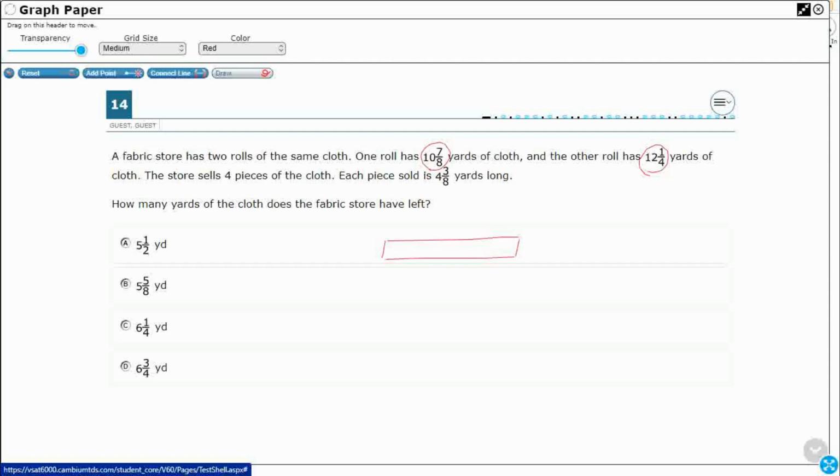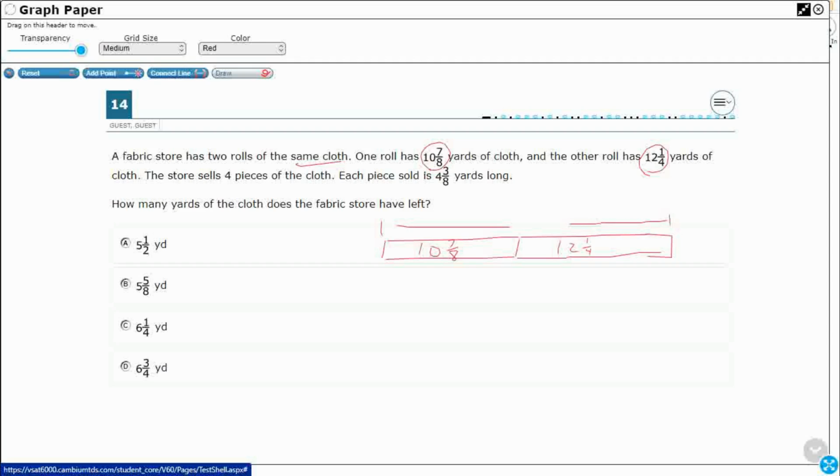Let's see, this is my 10 and 7/8, and I'm just going to add this other one on top of it simply because it's the same cloth, so I need to get the sum. So 12 and a fourth. First let's figure out what that sum is altogether.